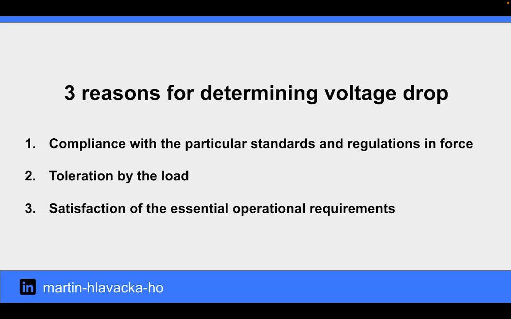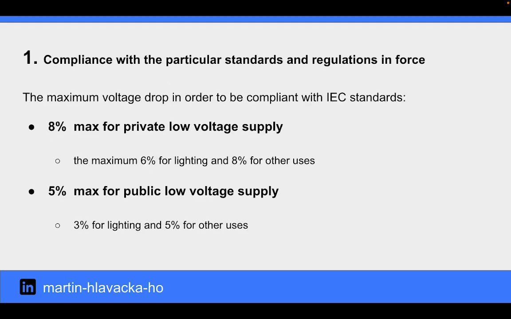There are three main reasons for determining voltage drop. The first reason is compliance with current particular rules and regulations. The second reason is to keep the voltage drop at the level that can be tolerated by the load. And the third reason is to maintain operational requirements at a satisfactory level. To comply with IEC standards, the total voltage drop value cannot exceed 5 to 8% depending on the type of supply.